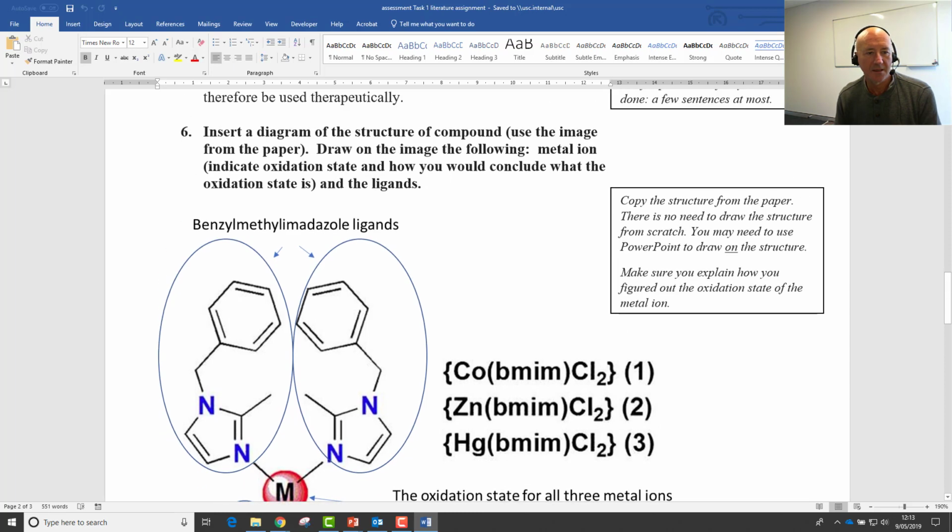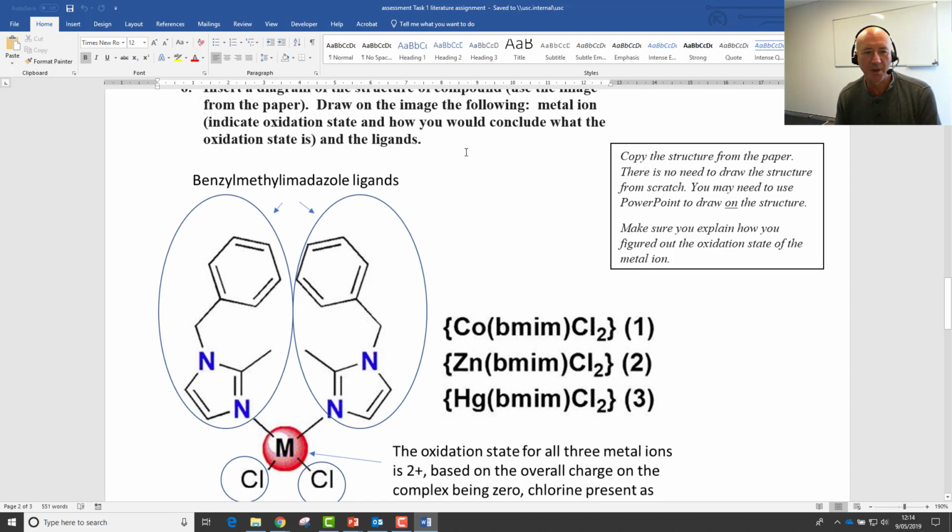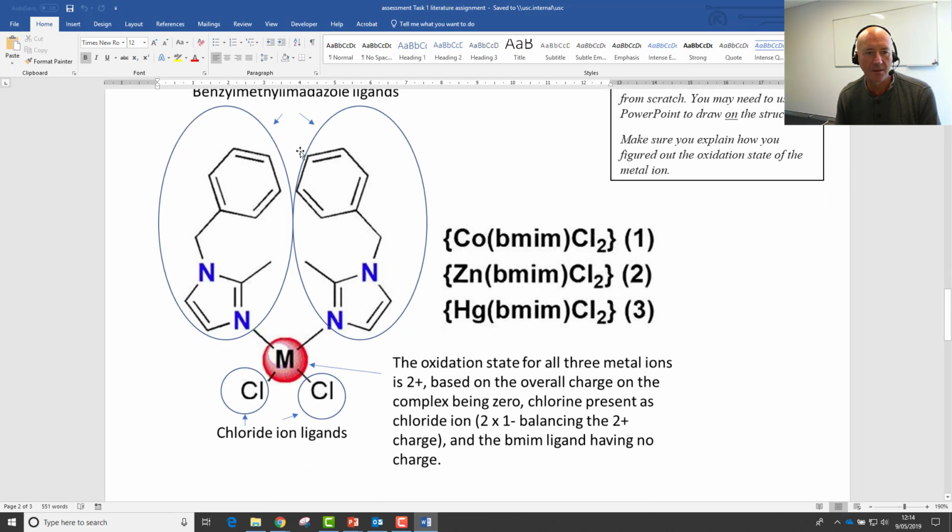Okay, now 6 here says insert a diagram of the structure. That's so I can have a look at it, and then you can mark on it these particular aspects. So the metal ion, and then you also need to indicate where the ligands are and what the oxidation state of the metal ion is and how you figured out that that was the case. So in this example, this is the actual complex here. There's the metal ion there. There's 4 ligands. Now you don't exactly know what a ligand is yet, but they're the bits that attach to the metal ion. You will by the end of this whole lecture.